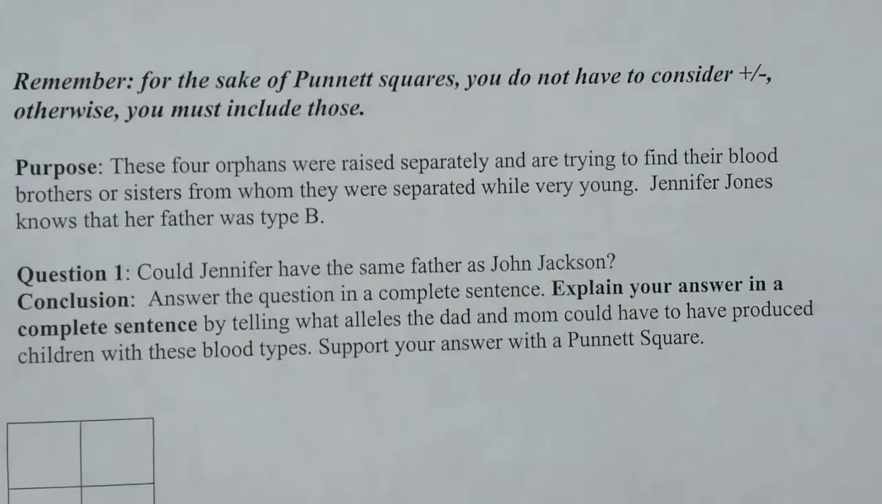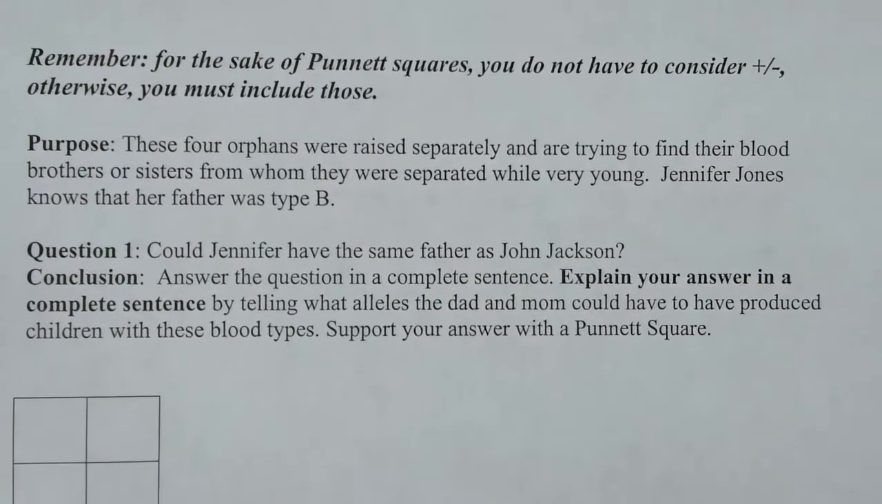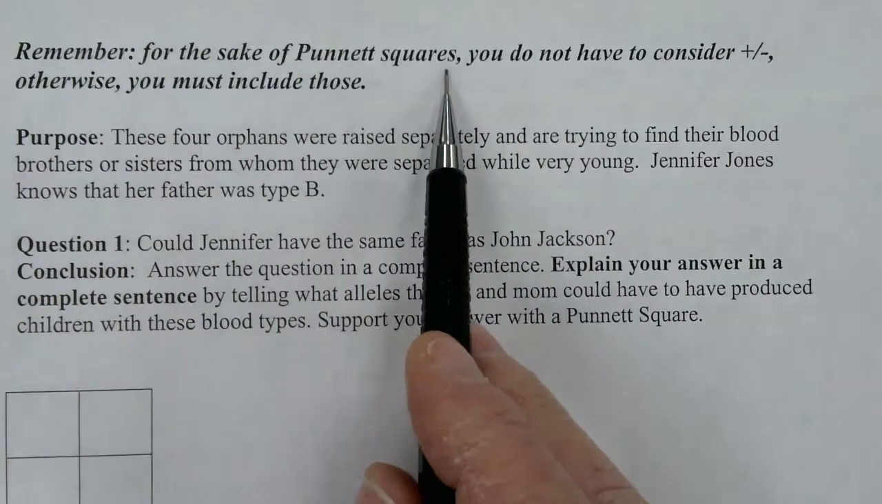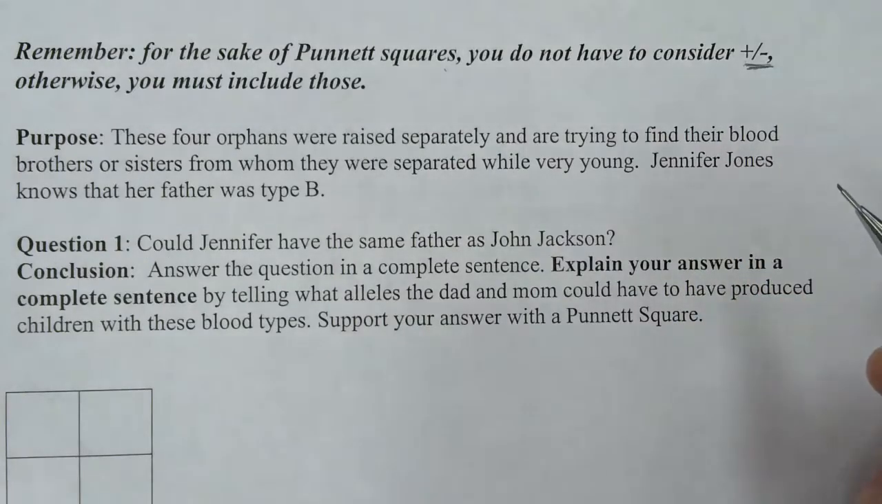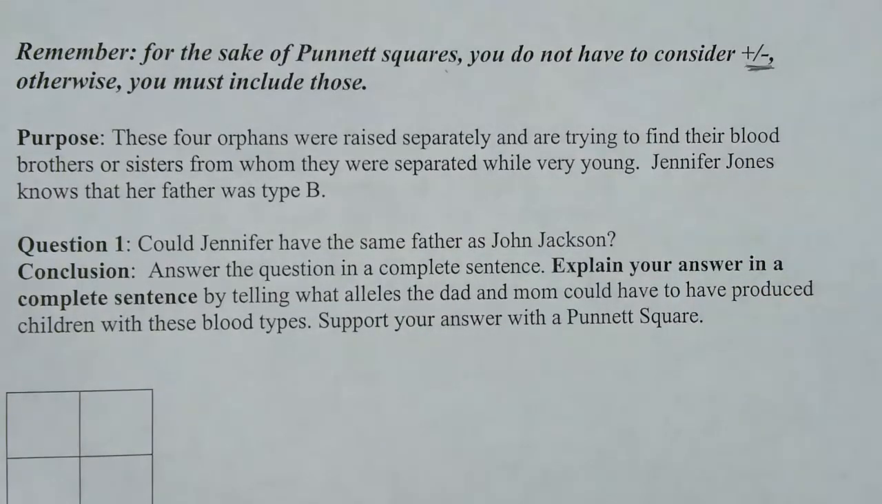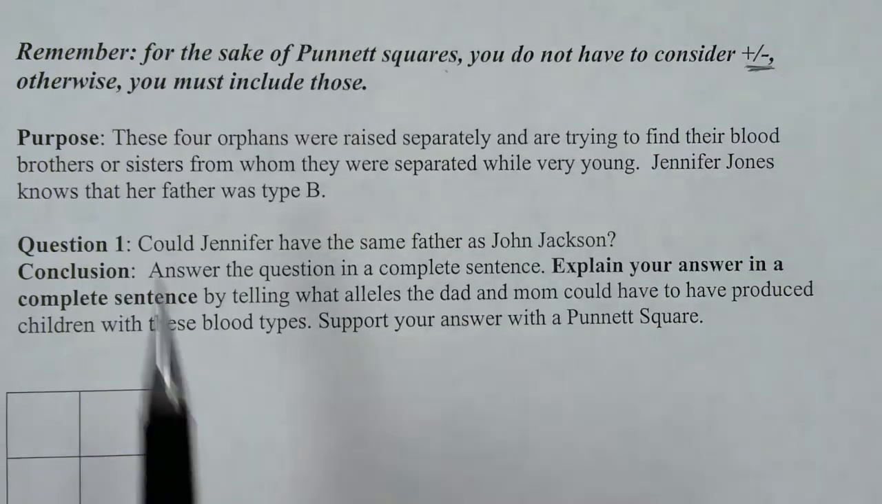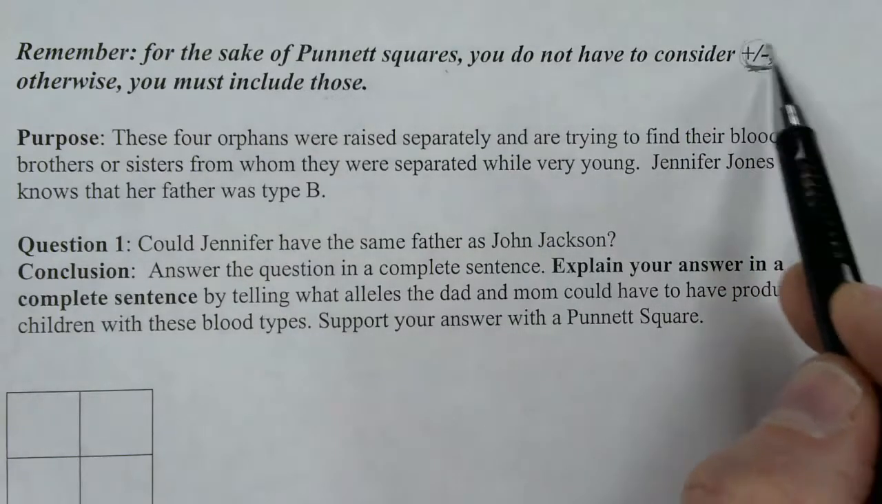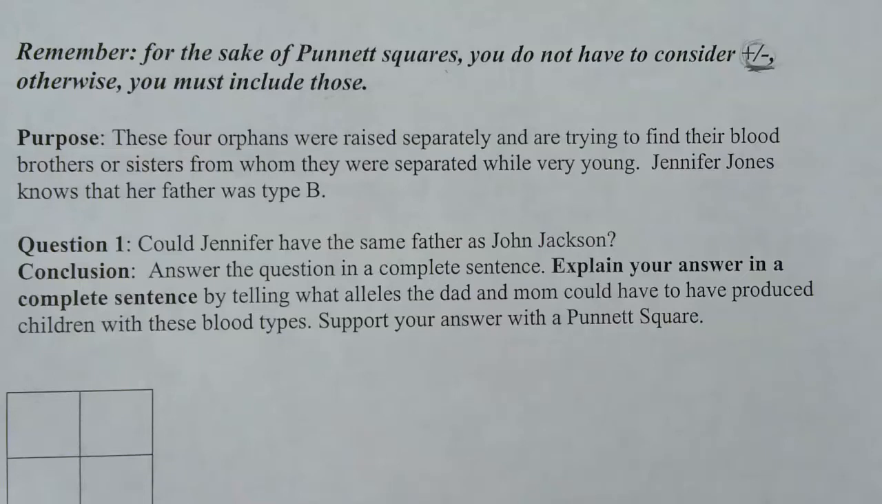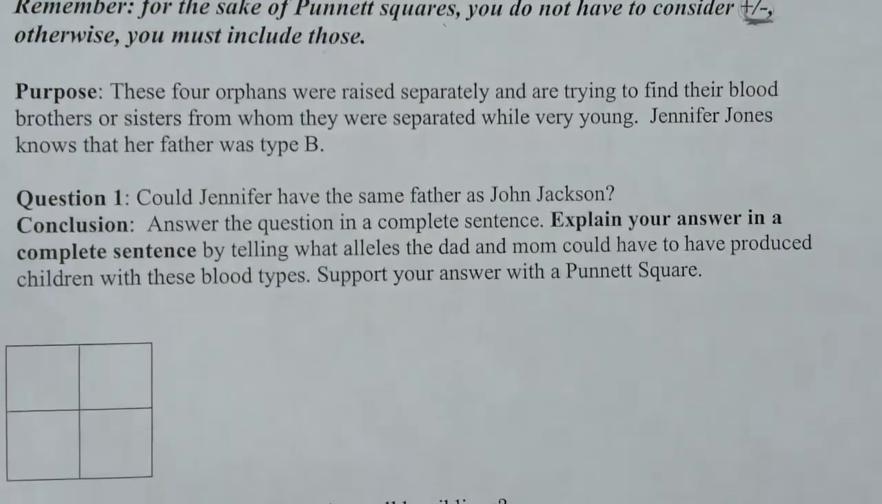Okay, now moving on, let's take a look at the back. So I want you to think about this, remember up here. For the sake of Punnett squares, you do not have to consider positive and negative because that's a whole extra gene. That means we're going to do a dihybrid cross. That's a lot more complicated. We will get to those, but not yet. Otherwise, you must include those. So if we're talking about donations, use positive and negative. If we're talking about Punnett squares, ignore them. And so for these first 2 questions here, we are going to be looking at Punnett squares, so you may ignore positive and negative at first.